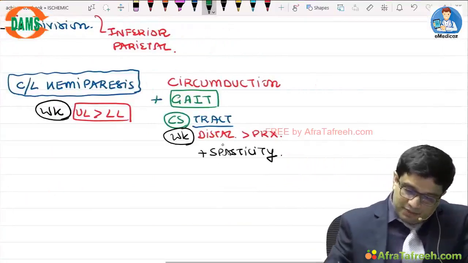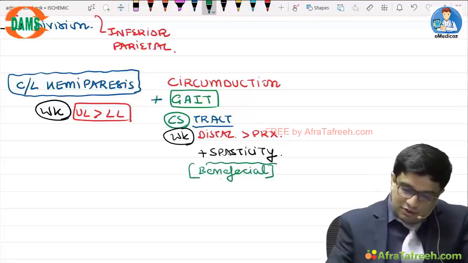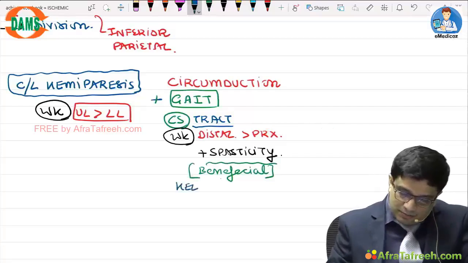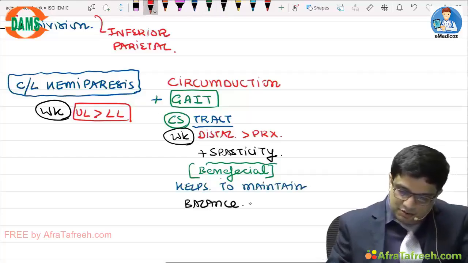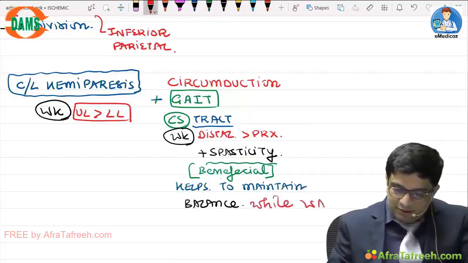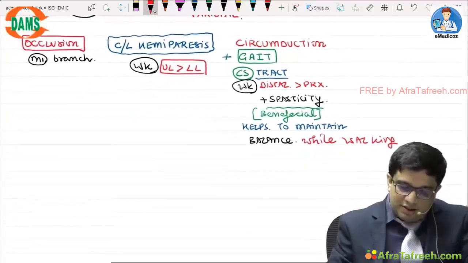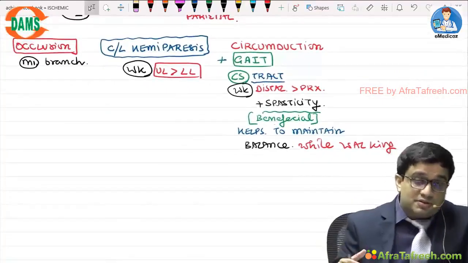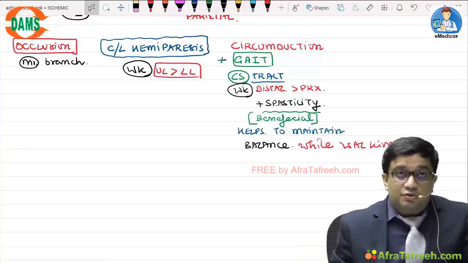Why? Spasticity is found to be beneficial in a corticospinal tract injury because it helps to maintain balance while walking. Okay, so my patient is walking with a circumduction gait, but in order to maintain balance so that the person doesn't fall down, even if they keep the weak side on the floor, spasticity is found to be helpful.